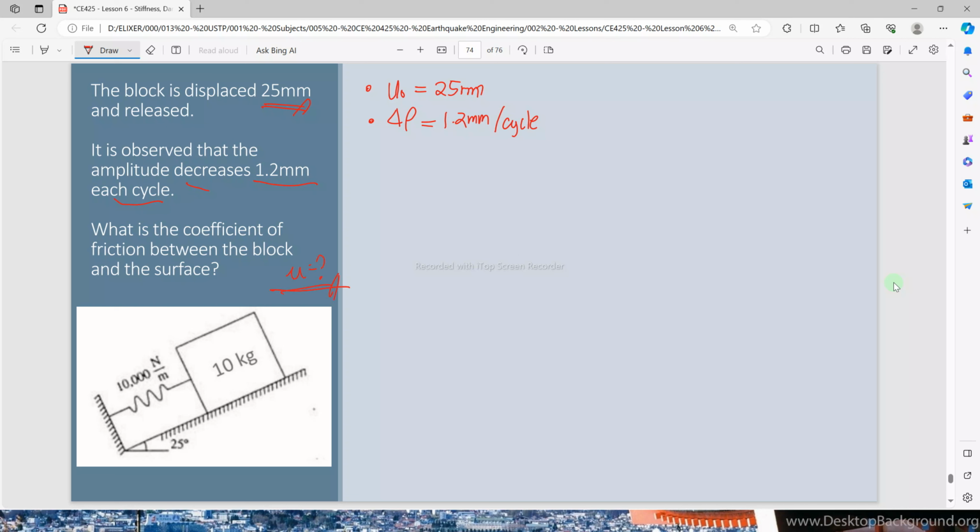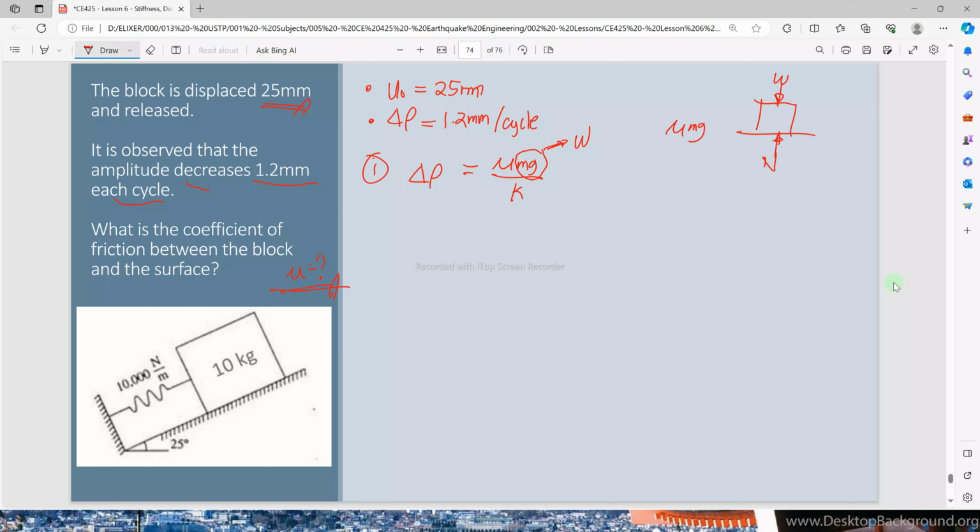So where do we get it from? We already know this. We know that delta rho for the reduction per cycle is just equal to mu mg over k. But take note, if you remember, this is the weight. So mu mg is just fine if your system is upright.